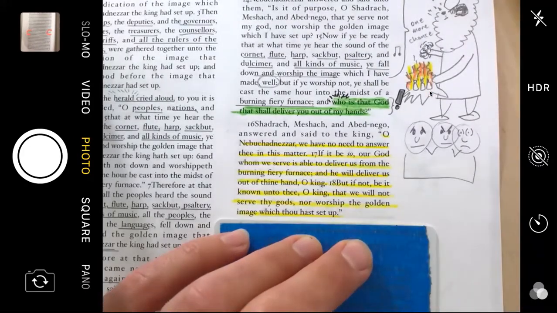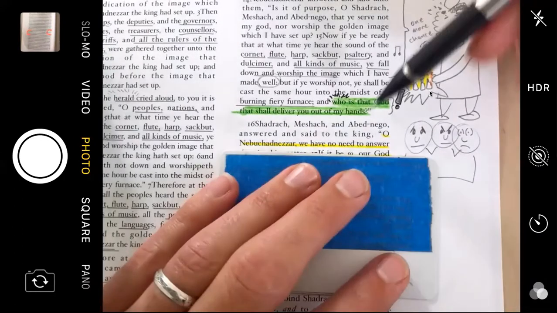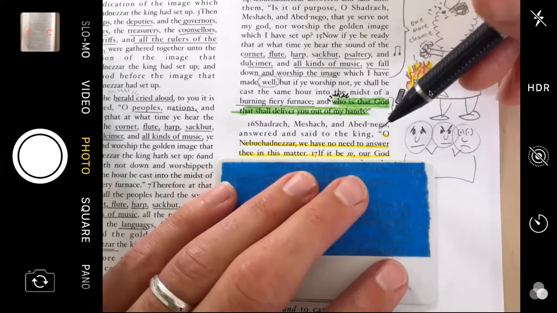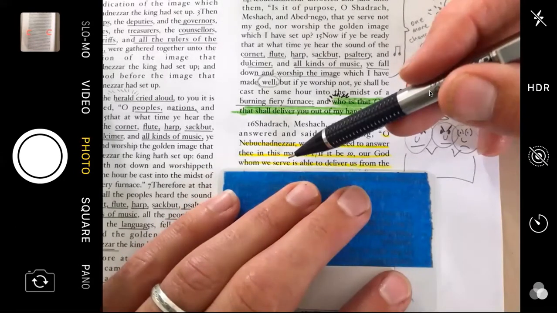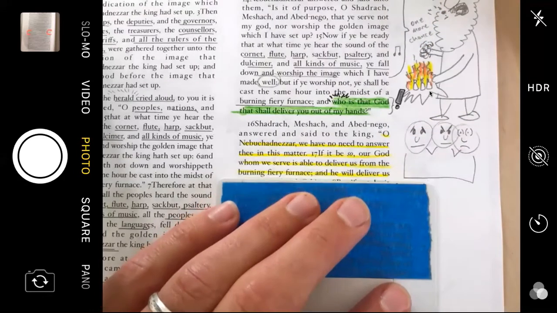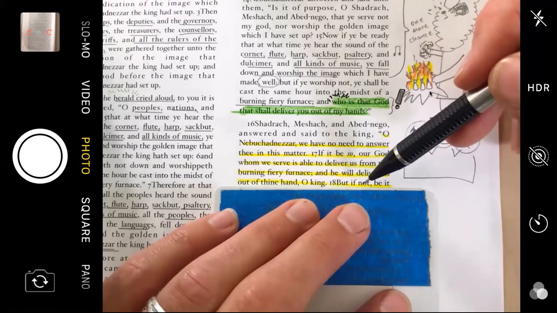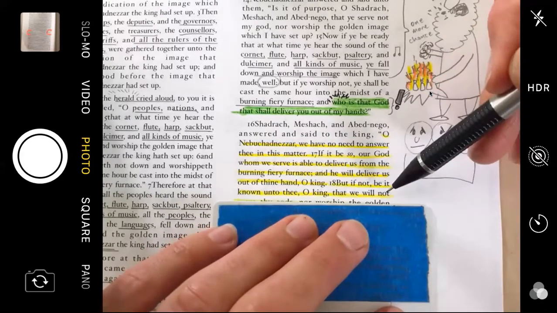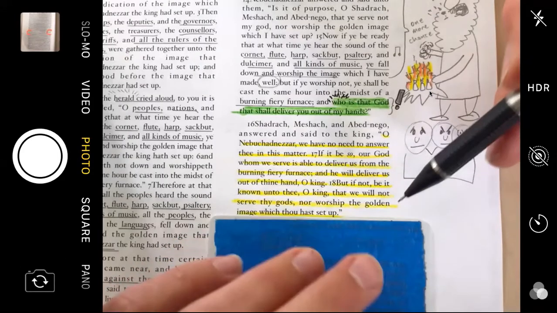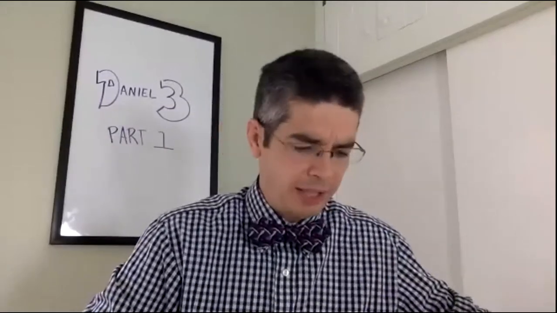This answer is so cool. We're going to read it again. O Nebuchadnezzar, we don't have to answer you. God, whom we serve, is able to deliver us, and he will. But if it's not to be, we want you to know, O king, that we won't serve your gods. We won't bow down to the image that you have set up. I kind of paraphrased it to take it out of the old-fashioned language in my text.